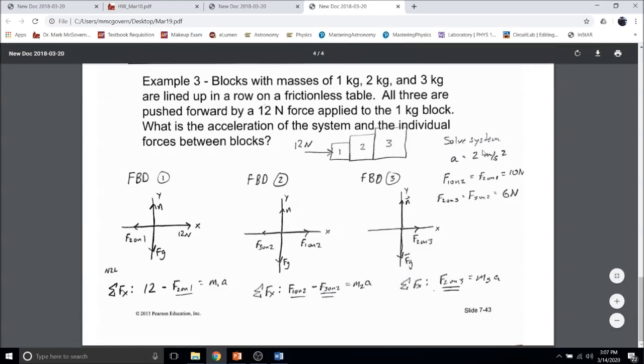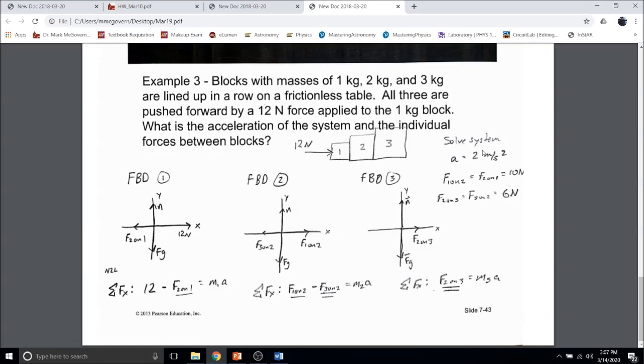We know that all 3 blocks must have the same acceleration. If they did not have the same acceleration, then the blocks would move differently and they wouldn't be in contact. All right, so we know that all the accelerations are the same. That allows you to do this much more efficiently. We've got a 2 meters per second squared acceleration. So we go to Newton's second law for block 3, and we know the mass is 3, the acceleration is 2, so the force of 2 on 3 is 6. By Newton's third law, 3 on 2 is also 6.